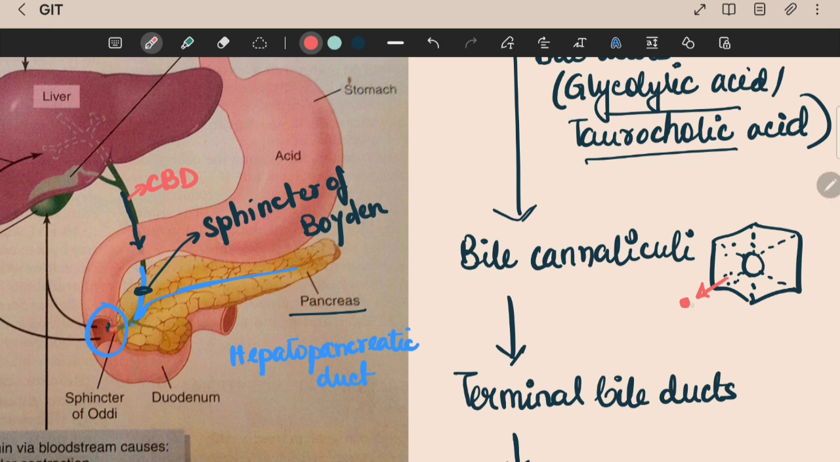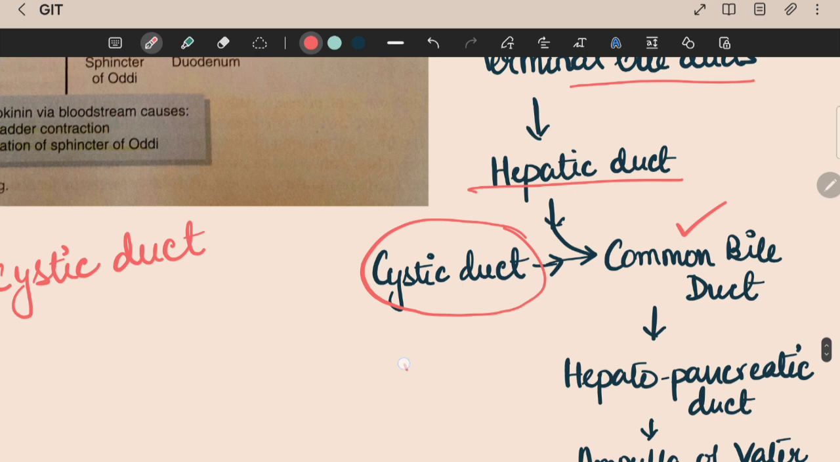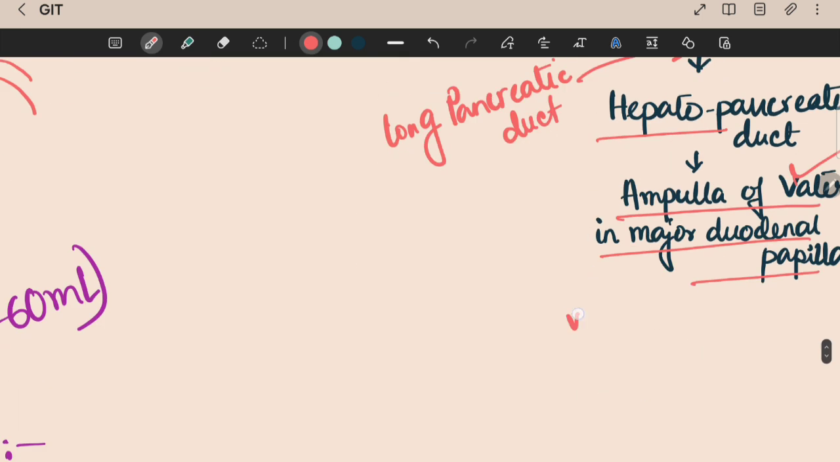Here the bile ducts form the terminal bile ducts, and they drain into the hepatic duct. From there, as I've told you, the cystic duct from the gallbladder comes and forms the common bile duct. The long pancreatic duct joins with this and forms the hepatopancreatic duct, which ultimately drains into the major duodenal papilla in the region of the ampulla of Vater via the sphincter of Oddi. So this part of anatomy must be very clear.